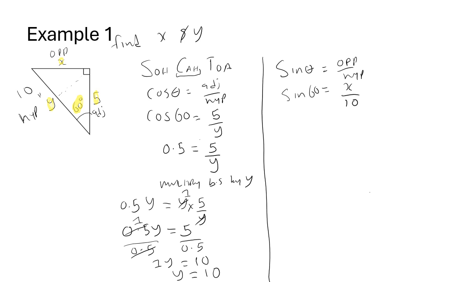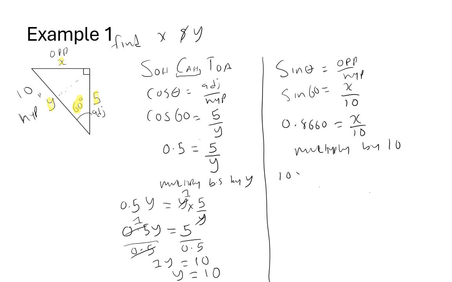So then from here I can multiply both sides by 10, but if we like, we can start by calculating sine 60 first. So sine 60 is around 0.8660, which is equal to x over 10. We want to find x, so I can multiply both sides by the denominator, that is 10.